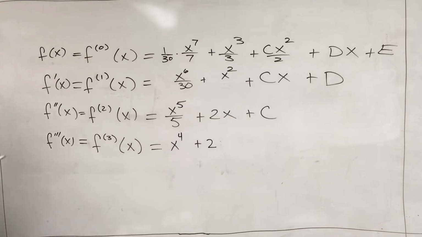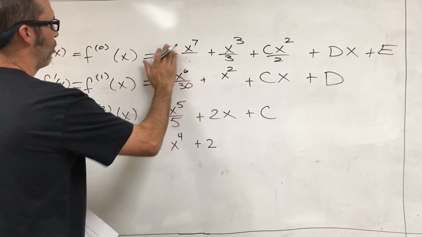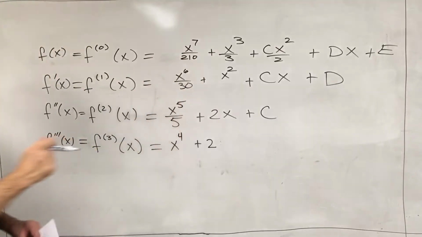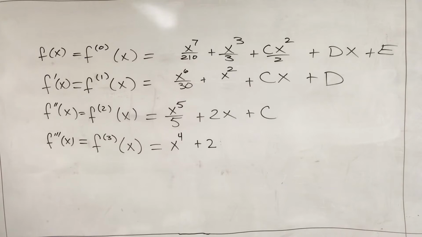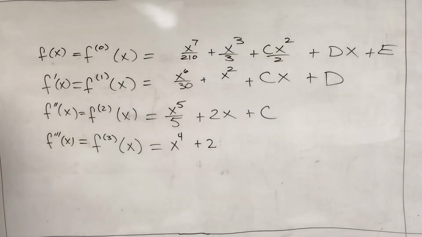All right, and we can clean this up just a little bit. We could say 7 times 30 is 210. And like so, that's all we need. And that is going the other direction.